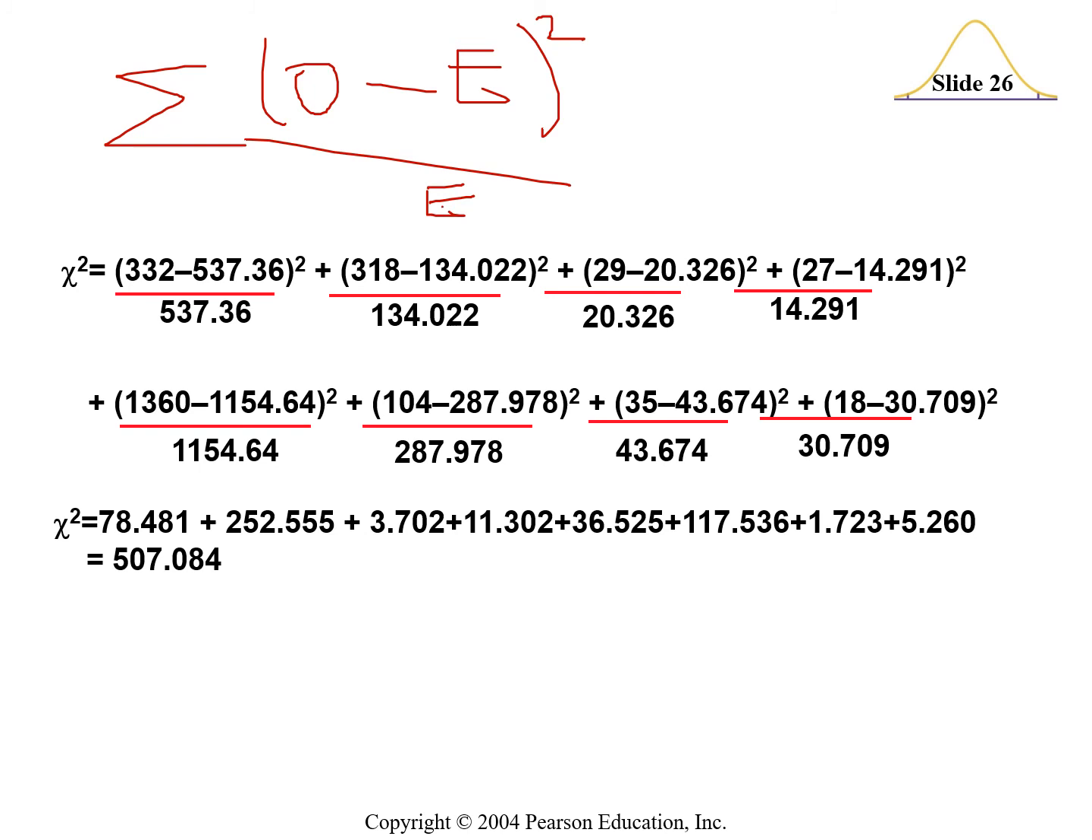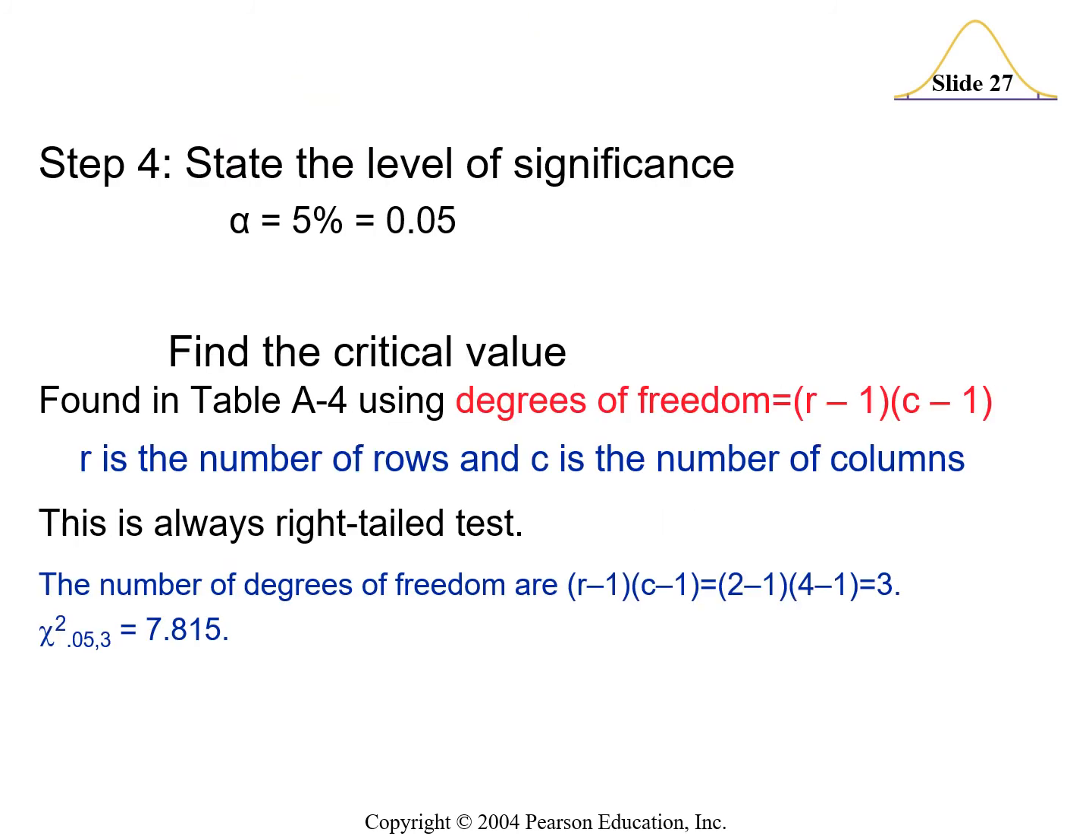For each one, O minus E squared divided by E. So this is for cell 1, O minus E squared divided by E1, and so on for the last cell. Sum up all the findings. The final answer is the chi-square value, or chi-square statistic, which is 507.084. Very big number. Okay, step 4, the significance level is 0.05. This is given.